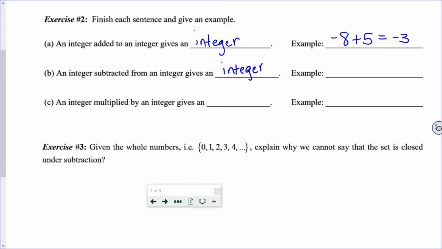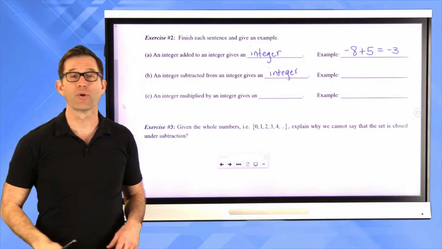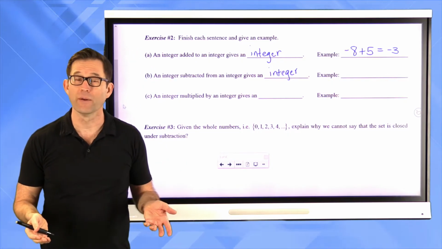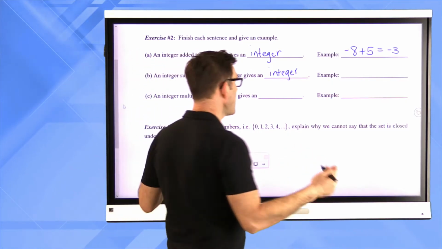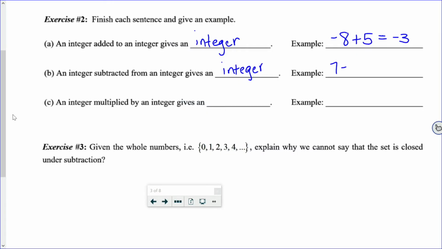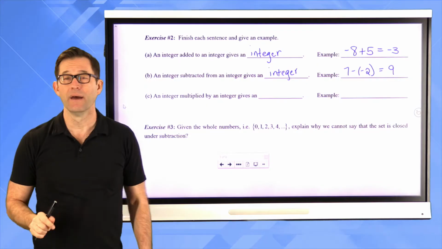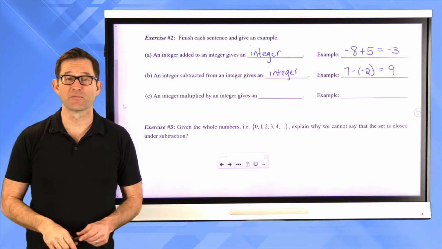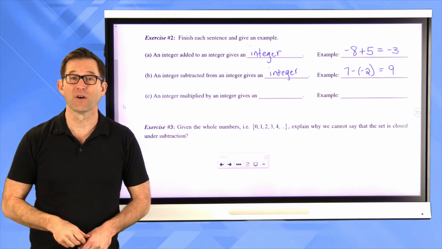There's no way to subtract 2 integers and get a number that has a fractional portion to it. So you could, again, take basically any example you want. You could say, let's say 7 minus -2 is going to be equal to +9, right? Again, pick 2 integers, subtract them, you should get a number that's also an integer.